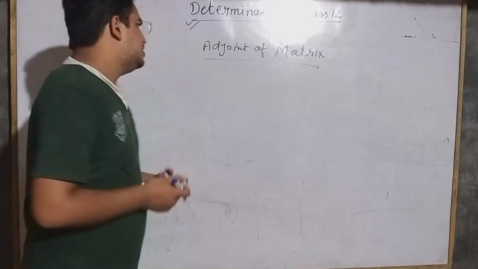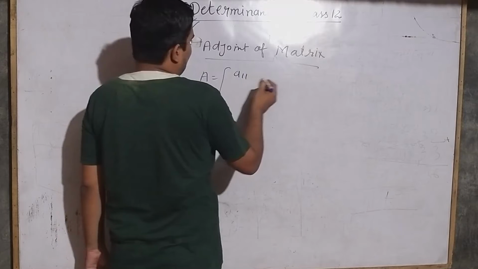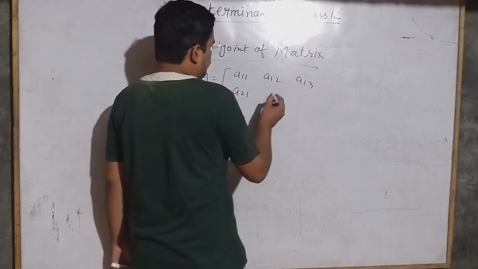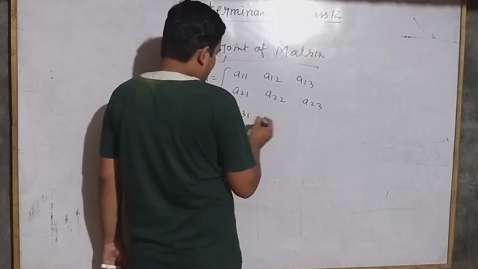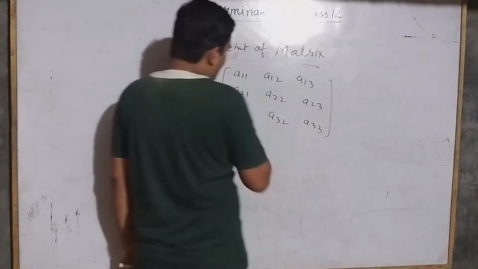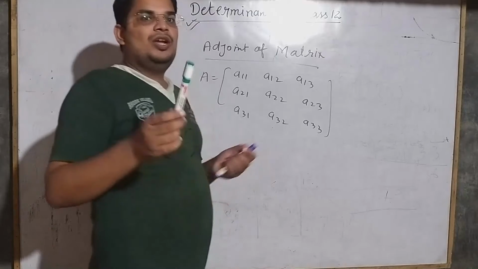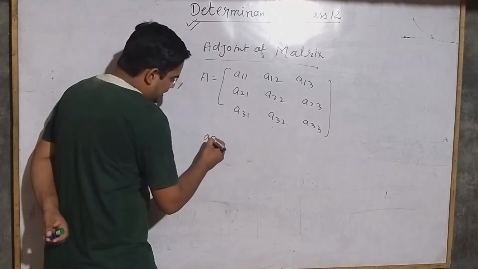Let me tell you. Look at this. This is a matrix like this: A11, A12, A13, A21, A22, A23, A31, A32, A33. And you have to find the adjoint of the matrix. There is a formula for the adjoint of the matrix. The adjoint of A, what will you say?